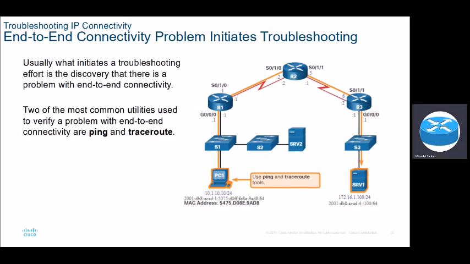All right, usually what initiates a troubleshooting effort is the discovery that there is a problem with end-to-end connectivity. And so two of the most common utilities used are, of course, ping and traceroute.